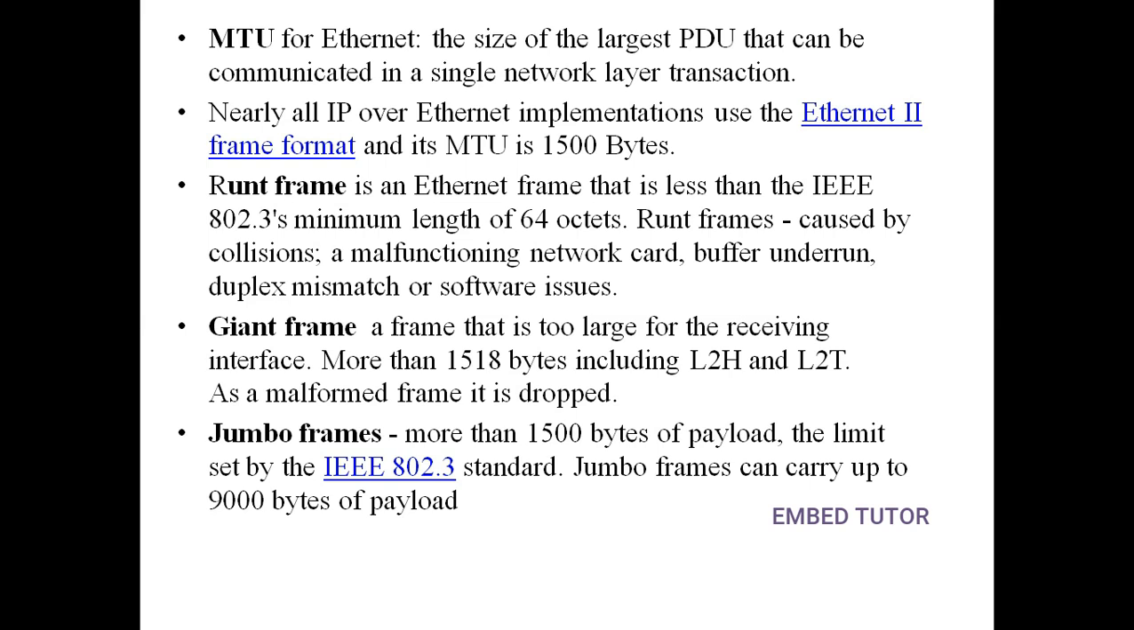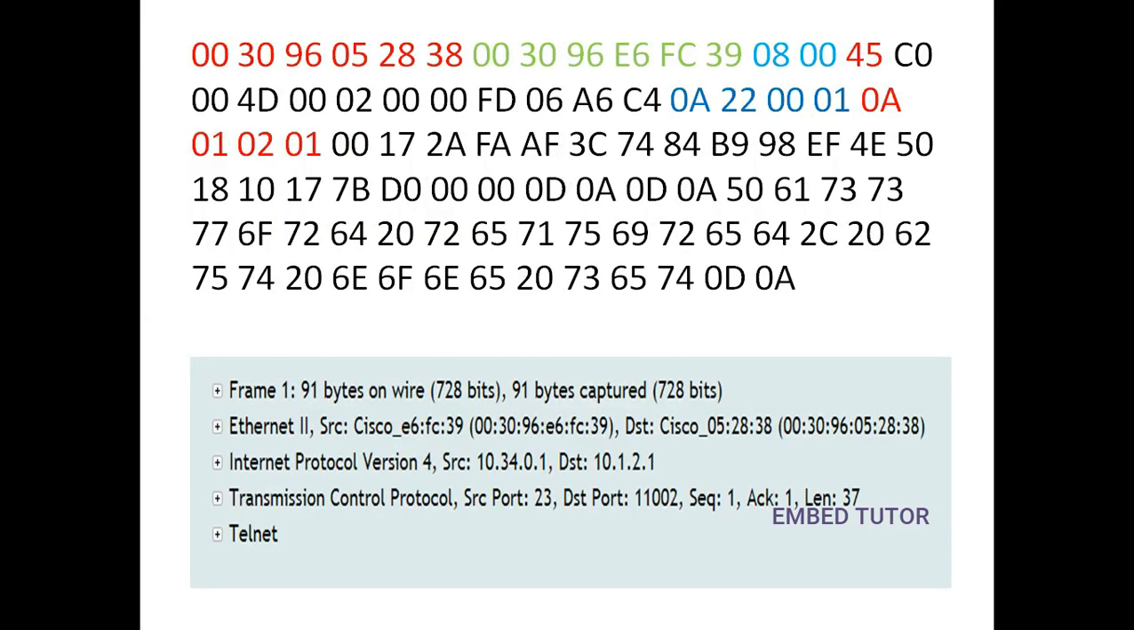And now we move on to the interesting things. So this is a byte dump from Wireshark, a network analysis tool, from which you can clearly understand that 003096052838 is nothing but your destination MAC address. It is in hexadecimal, followed by the source MAC address, which is 003096E6FC39, followed by the type of the payload, which is an IP packet.